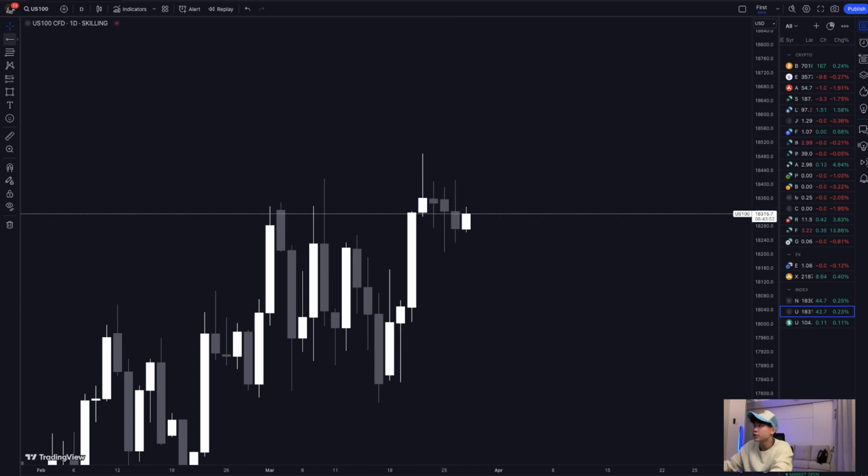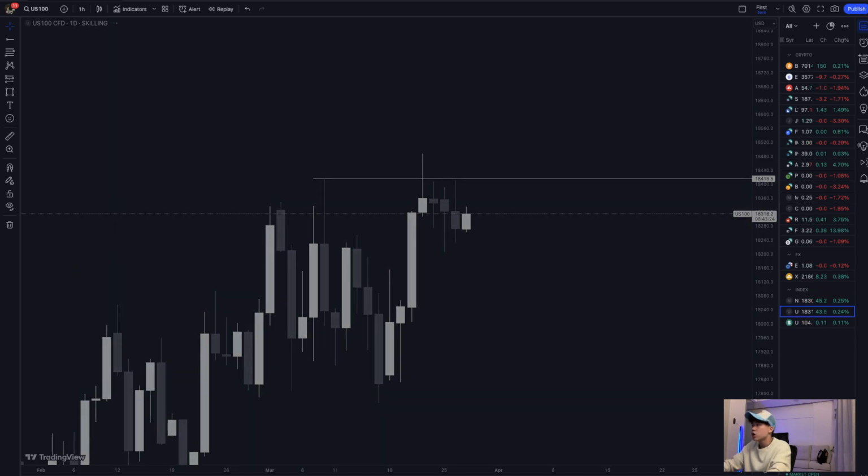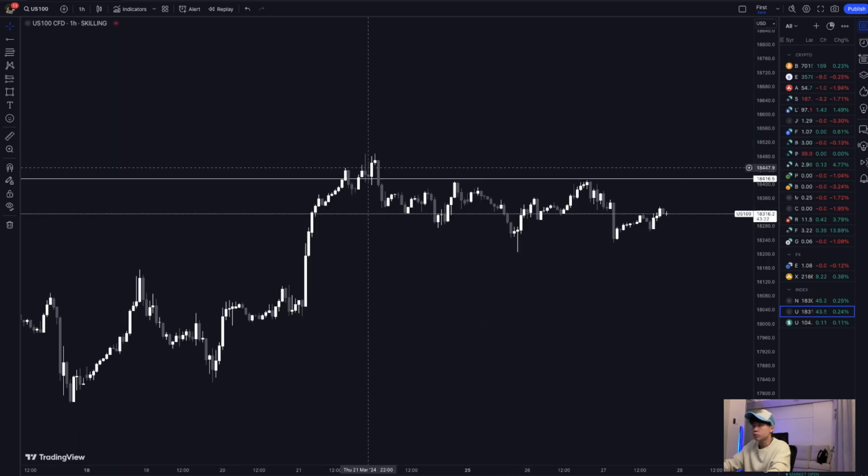Another confluence I saw was this previous high here. Price on the 21st of March tried to close above this area. It did not close. It's not a break of structure. It didn't break, so this is still counted invalid. So price came down, tried to retest this area, still failed. This is my second confluence why I should sell. So let's go to the H1 chart.